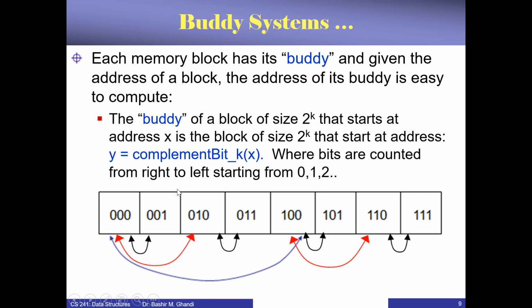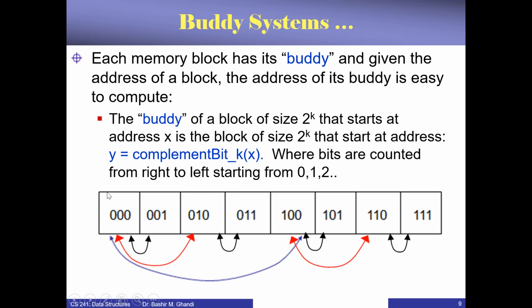So these 2 blocks of 2 bytes are bodies. Similarly, these 2 blocks of 2 bytes each are also bodies. If you complement this middle bit, you have 110, which is exactly the beginning address of the other 2 bytes. So these 2 are bodies. And the last one here is showing you the same thing, but taking the size to be 4. If you take these 4 bytes as a block, the address is still 000.